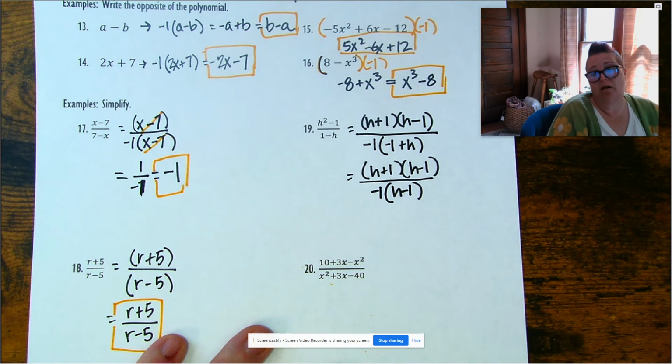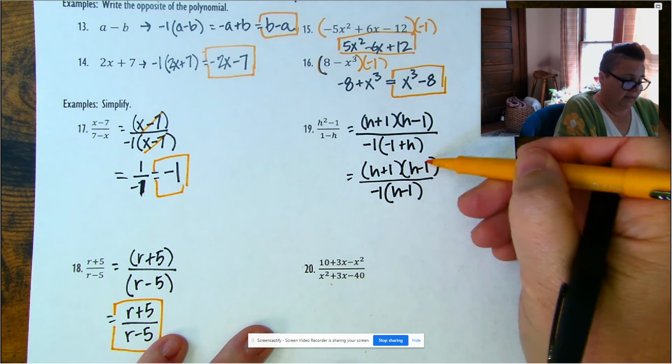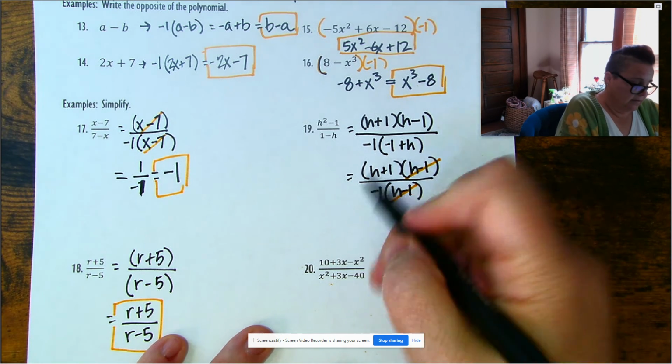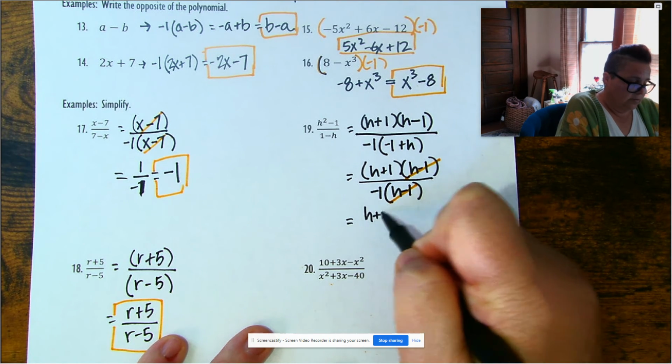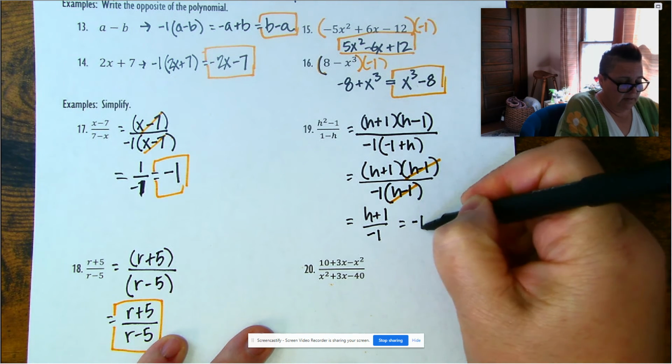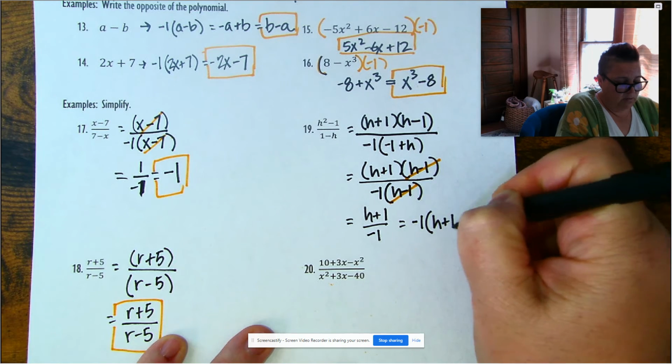That's me showing all of the steps. Now I have h minus 1 in both the numerator and the denominator, and I can cancel it out. This gives me h plus 1 over a negative 1, which would be a negative 1 times h plus 1.